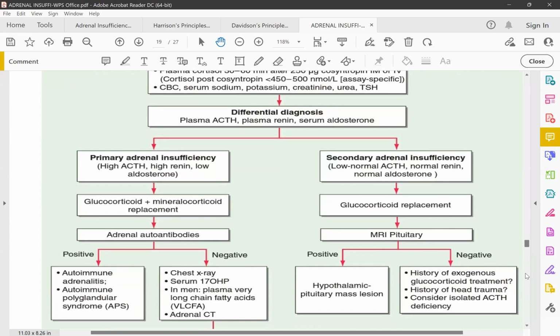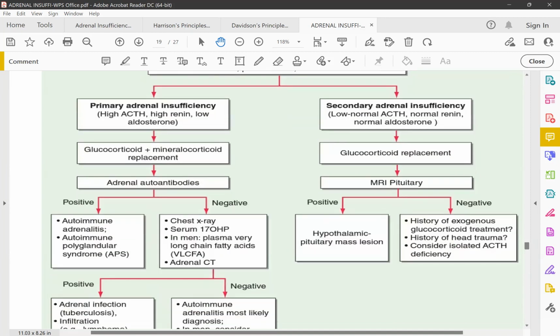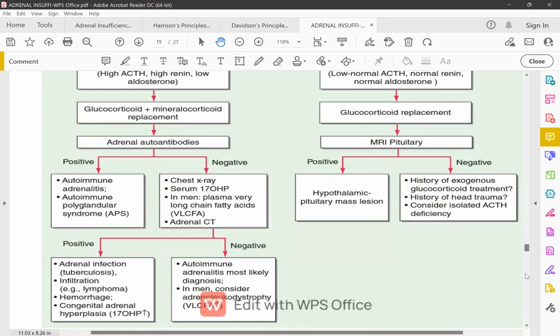In primary adrenal insufficiency, the patient has both glucocorticoid and mineralocorticoid deficiency. So we replace both glucocorticoids and mineralocorticoids. In primary adrenal insufficiency, there are so many causes. So first we rule out any autoimmune dysfunction, any infective cause, or any adrenal mass. So first we send adrenal autoantibodies. If adrenal autoantibodies are positive, it is most commonly autoimmune adrenalitis. So next, we rule out other causes.